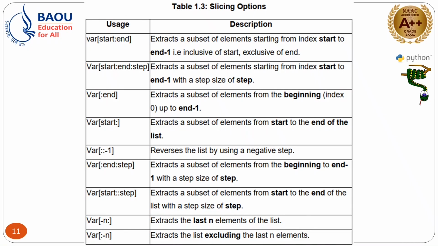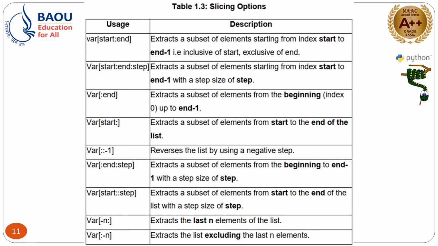Then again, start, double colon and step will extract a subset of elements from start to the end of the list with the step size, which can be 1 by default or whatever you enter here, right. Then with minus n and colon, it will extract the last n elements from the list or tuple, and with colon minus n, it will extract the list excluding the last n elements. So here that is the difference.